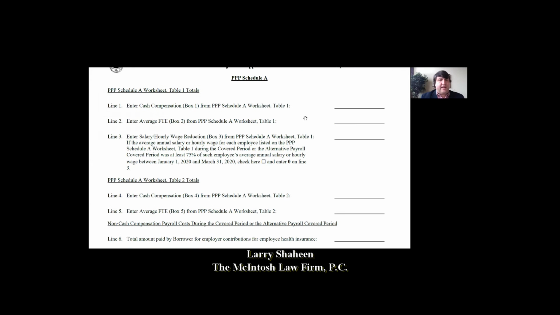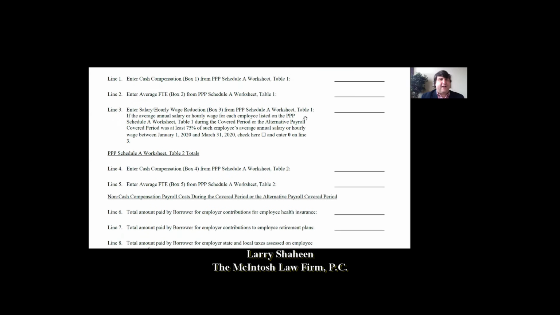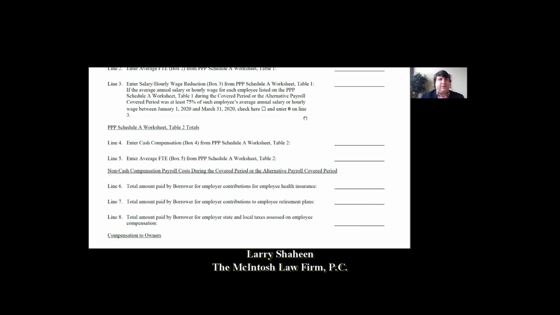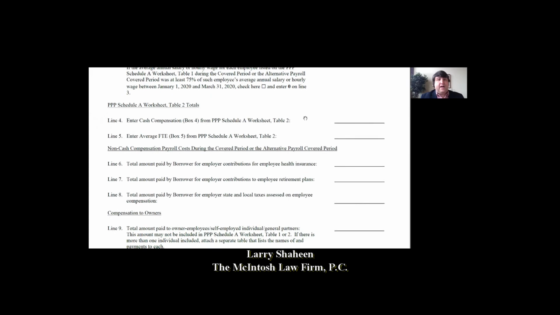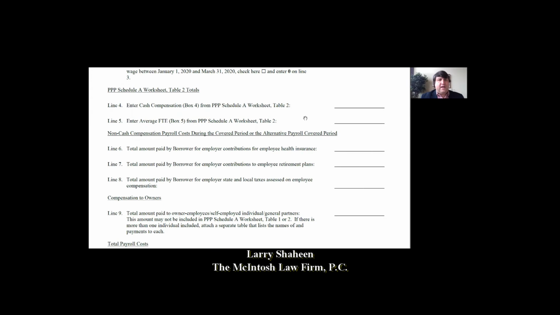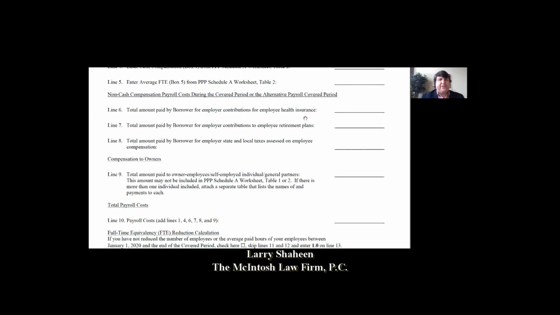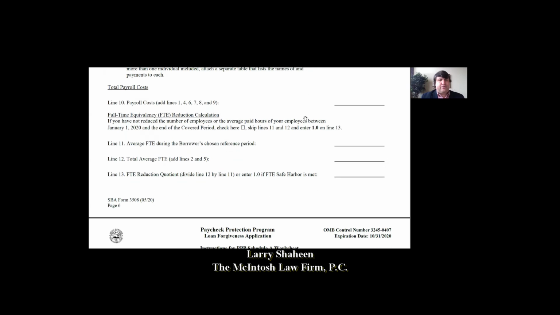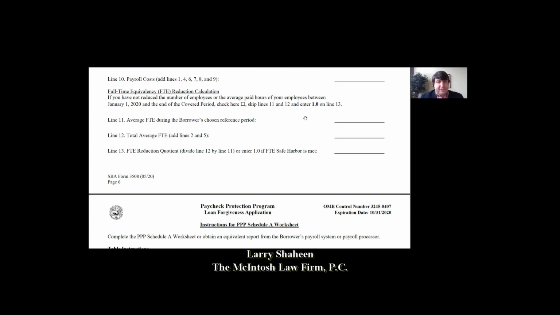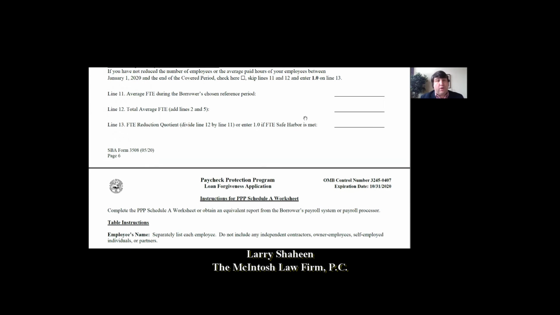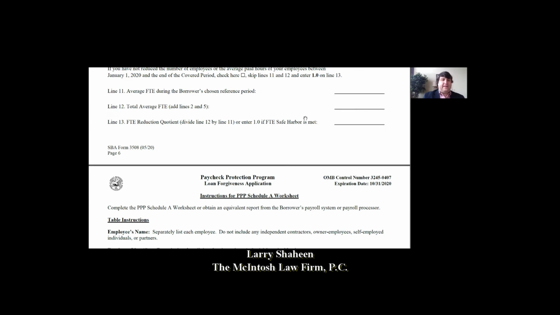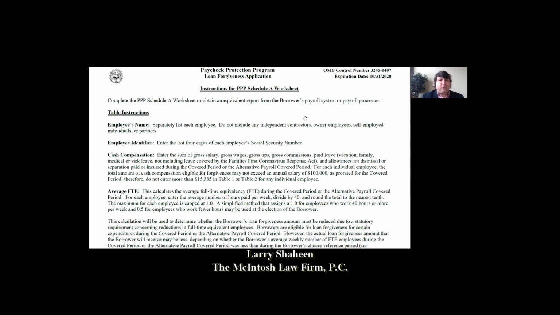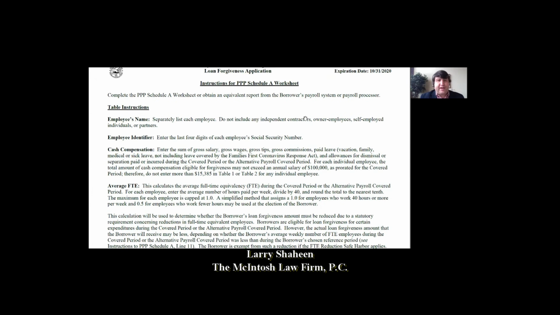On your Triple P Schedule A, you've got your cash compensation, you've got your average FTE, you've got your salary wage reductions. Again, as we discussed, you include all of this from your Schedule A worksheet. Then you've got your non-cash compensation to owners, total payroll costs, average FTEs, total average FTEs, and then the FTE reduction quotient, or you enter 1 if the safe harbor has been met. So again, that's the most important part. That's your Schedule A. That's what you're going to have to submit.